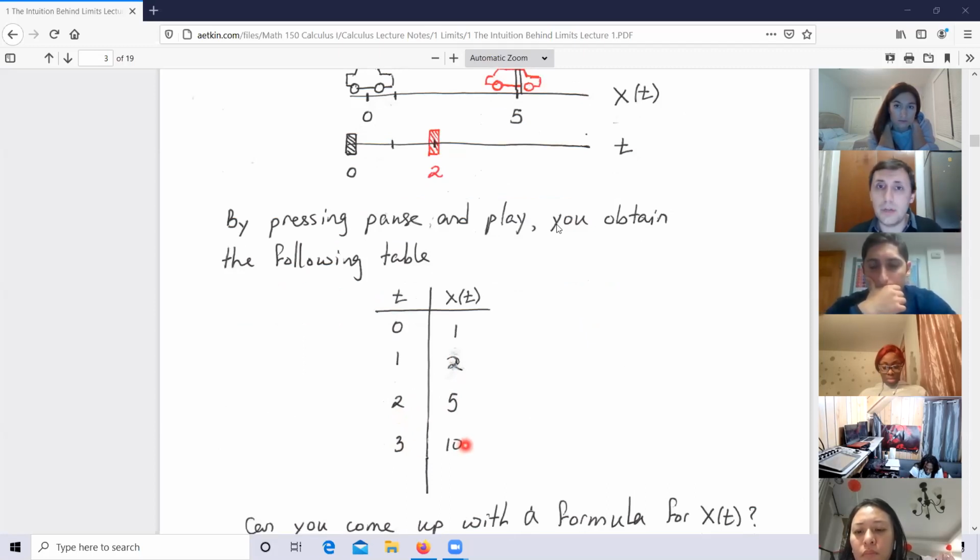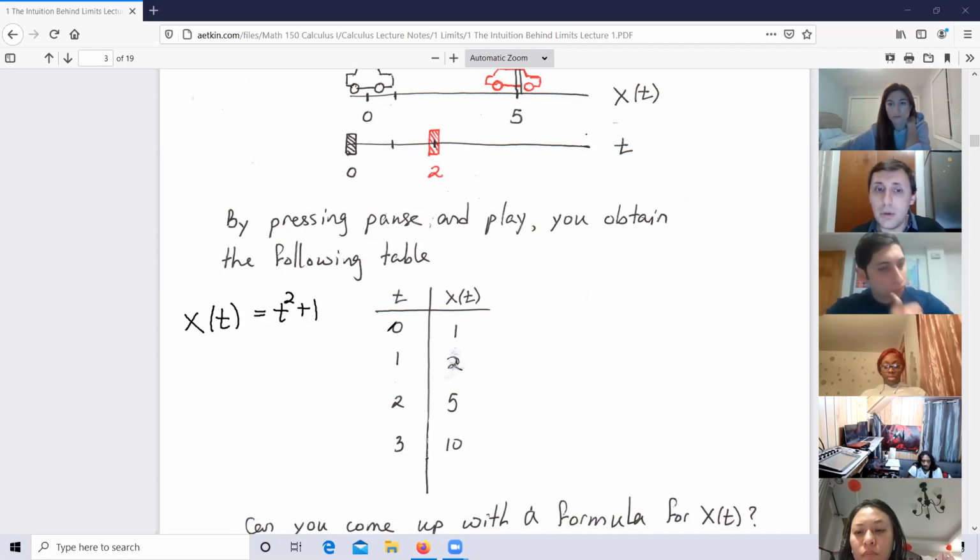And remember what we were able to do, because this relationship is simple enough, we suspect that the general position in terms of time is given as x(t) equal to t squared plus 1. Do you remember that, guys? Do you see how we do that? You see it works. 0 squared plus 1 will give me 1. 1 squared plus 1 will give me 2, etc. Do you see that all those values are matched if this is the function?